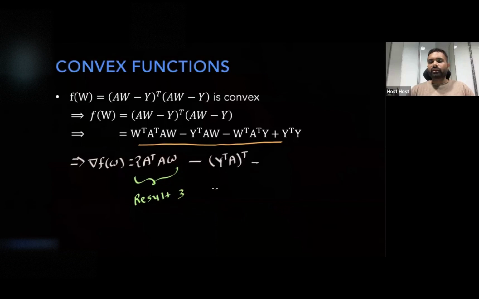Now take the third term. Which result is applicable here? Result 1. Everybody is clear? If there is a doubt, please unmute and speak. And what about the third term? In the third term, W is considered as a row vector, and now I'm taking the gradient of it.